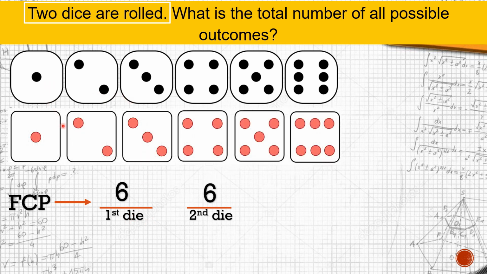Pagdating sa second die, meron ka pa ring 6 na faces. So, 6 pa rin yung possible outcome. It means, i-multiply mo lang siya, and then that will be equal to 36 ways. So, 36 ways yung total number of possible outcomes na pwedeng lumabas kapag 2 dice are rolled.